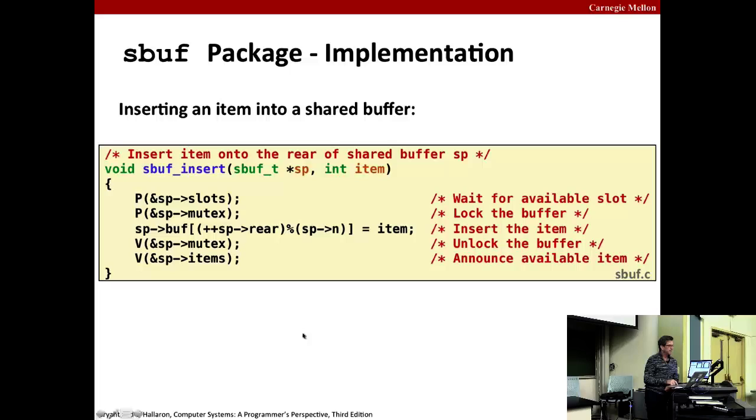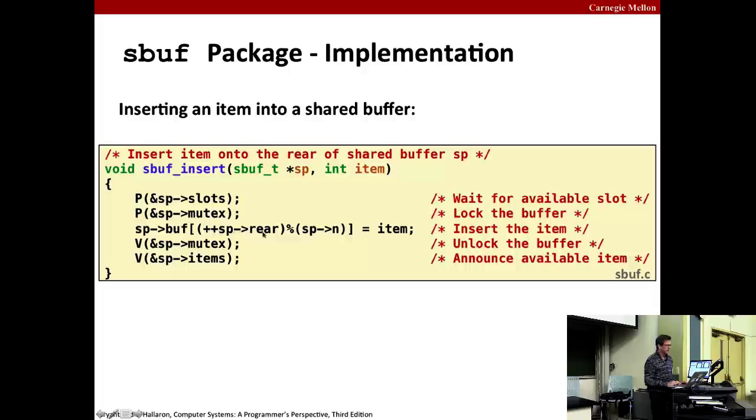Okay, so now let's look at how we insert an item into the buffer. So we want to insert this integer item into this buffer pointed at by sp. So first, the thread waits for an available slot by doing a P on the slots semaphore, right? So P will block until slots is greater than or equal to 1. Okay, once there's an available slot, then it's going to update the rear of the buffer. So we're going to put this item onto the rear of the buffer, and so it needs to protect that access to the shared buffer with a mutex. It does that by doing a P on the mutex, updating our rear pointer.